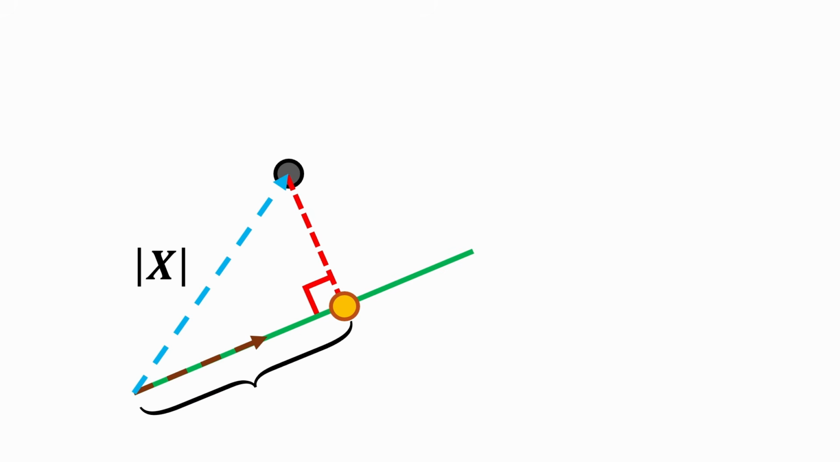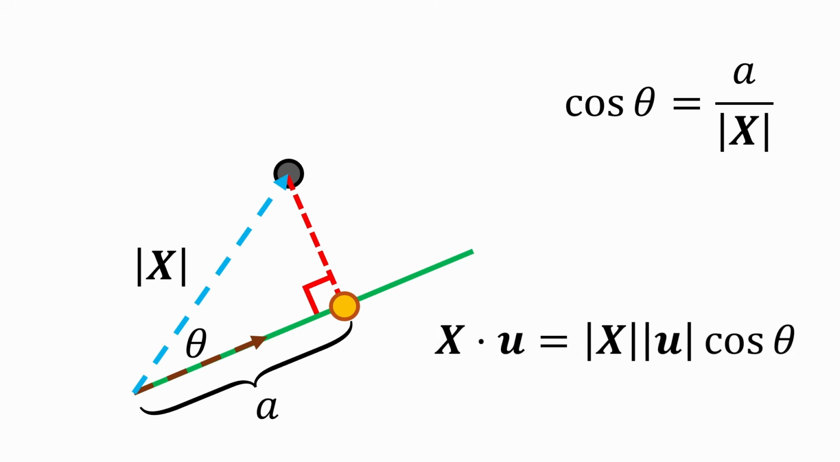Luckily, this is quite easy with some basic trigonometry and something called the dot product. Don't worry if you don't know about dot products, it's only one small step. Let's first label the length we're looking for as a. Using some high school trigonometry, cos theta equals a over the magnitude of x, where theta is the angle between the blue and the green. Notice that theta is also the angle between the blue and the brown, that is, the angle between the vectors x and u. We can then use the dot product to find the angle.